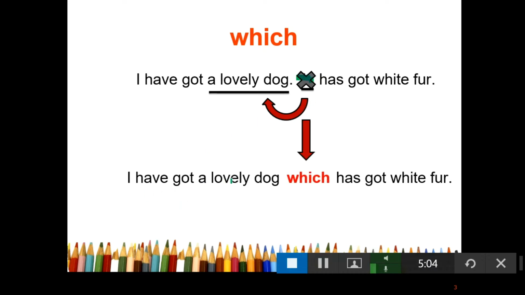I have got a lovely dog, which. So here we used which. Which for what? For people? No, it refers to things, ideas, and so on, not people. I have got a lovely dog which has got white fur. Which has got white fur is called a relative clause, and which is a relative pronoun. We use which as a relative pronoun for things, animals, or ideas.